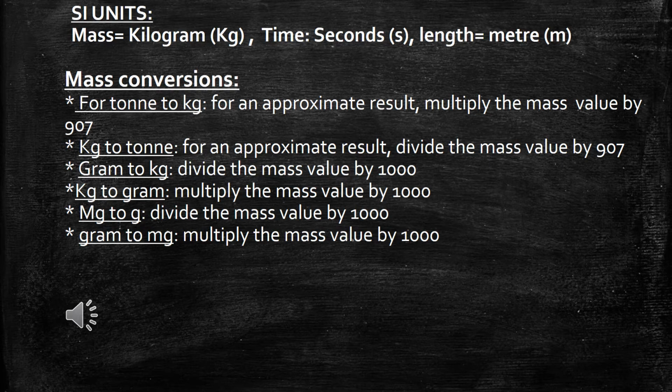So basically these were the mass conversions, and as these were the mass conversions, we were dealing with the units of mass. For example, we were dealing with ton, kilogram, gram, and milligram. Okay, so basically these are the mass conversions which you have to learn and memorize in order to execute your questions smoothly.